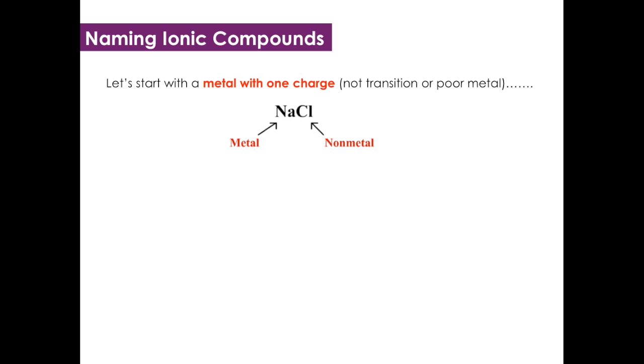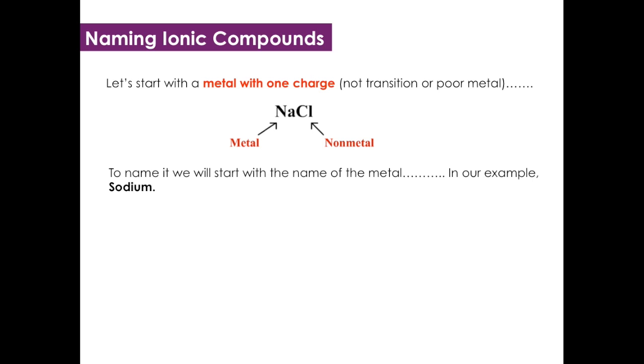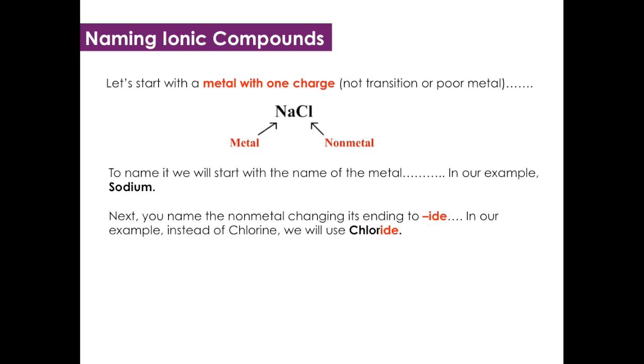NaCl. Remember, the metal will go first and after will go the non-metal because of electronegativity. To name it, we will start with the name of the metal. In our example, Na is sodium. Next, you need the name of the non-metal, changing its ending to -ide. In our example, instead of chlorine, that is Cl, we will use chloride. And the name of the compound will be sodium chloride.